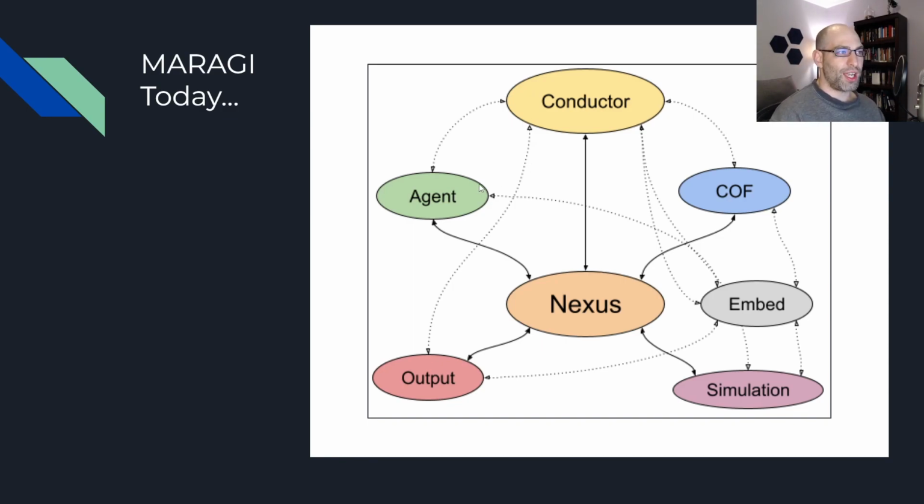So you could basically say that the nexus is the conscious component, although that's going to be a misnomer, because I can already hear people saying, you're building a conscious machine. It is functionally conscious, not phenomenally conscious, not philosophically conscious. It's meant to model or emulate the human stream of consciousness, and then all these other services would be the unconscious mind or whatever. Okay, so this is Maragi today.